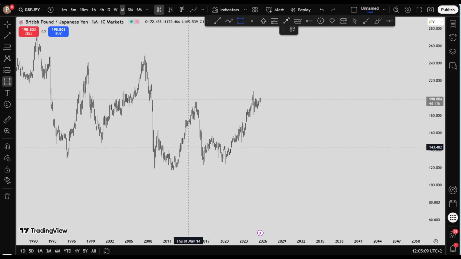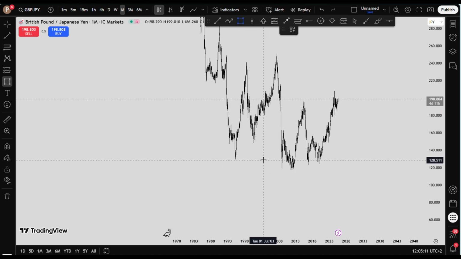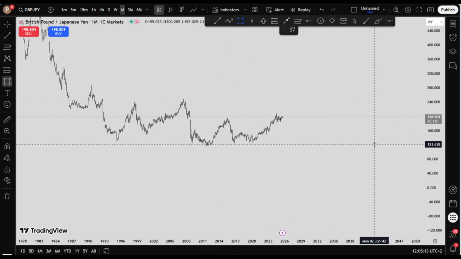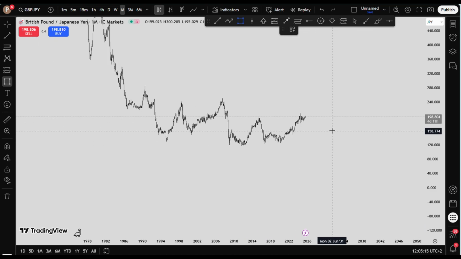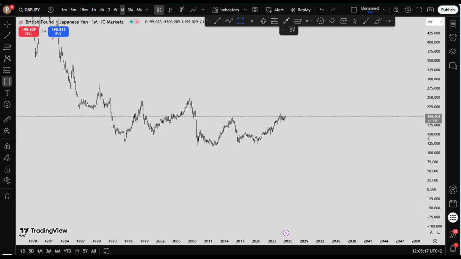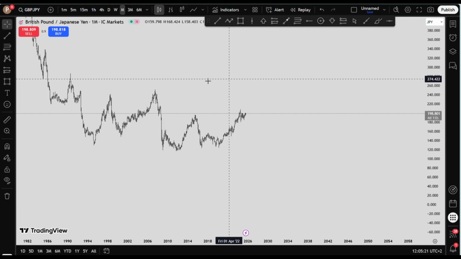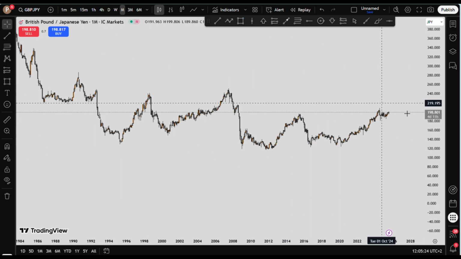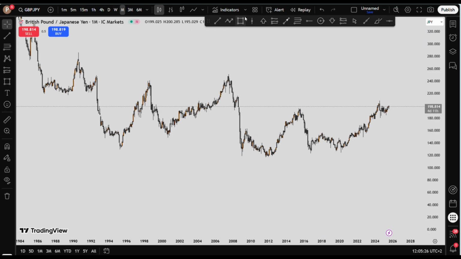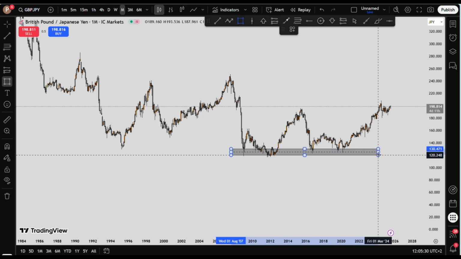So where would our support level be here? Where would we have our support? Let me give it 5 seconds. Just guess. Let me just do this. Yeah, this looks like a really good support level. So let's mark out this zone here.